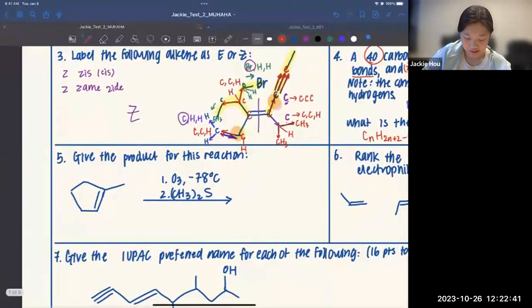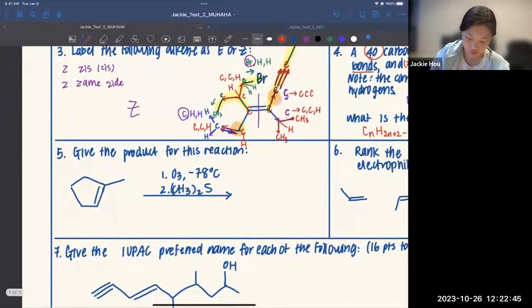Okay, now let's give the product for this reaction. First thing you want to look at is your reagents. So for your reagents in this case, we see that we have O3, -78 degrees Celsius, and this looks very much like an ozonolysis reaction.